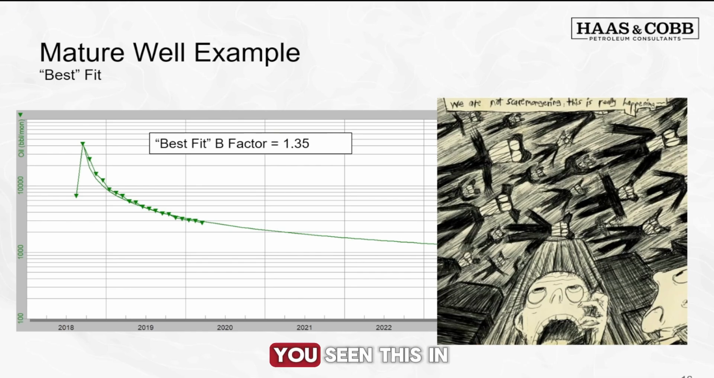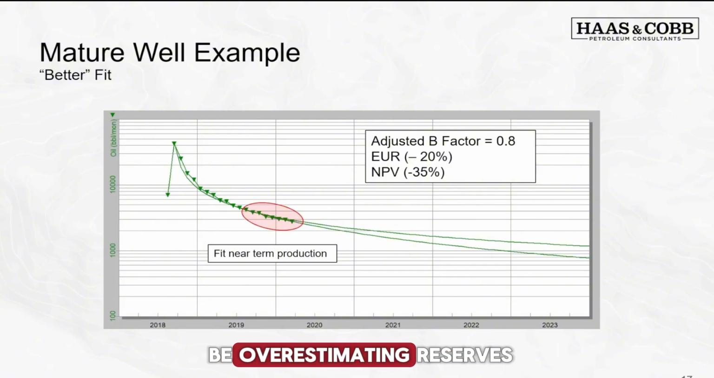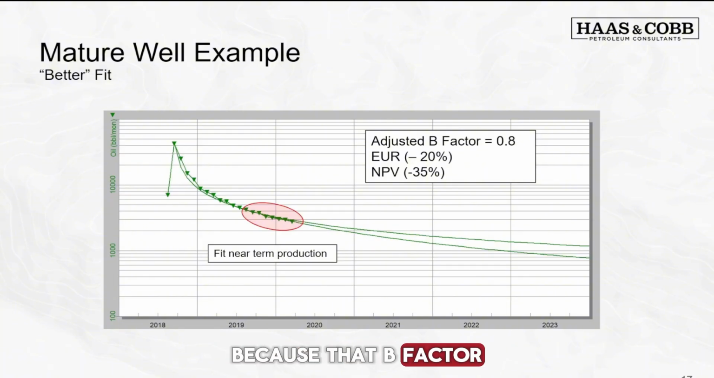How many times have you seen this in a data room? It's a best fit B factor, right? Again, but we still see folks relying upon a best fit B factor like this. Plenty of literature out there goes into why that's not appropriate, but if you're going to model a best fit B factor, you're always going to be overestimating reserves because that B factor comes down over the well's life.